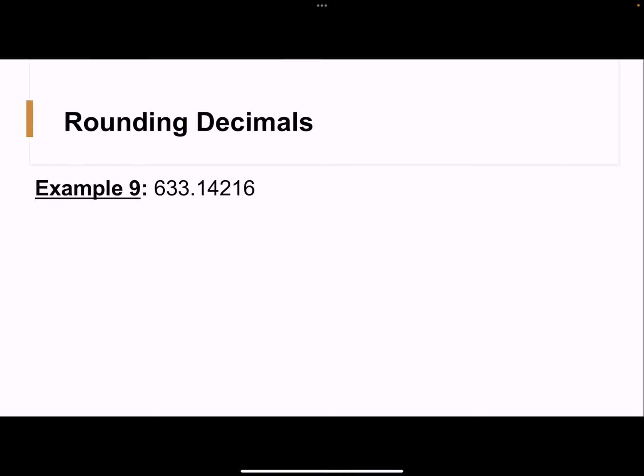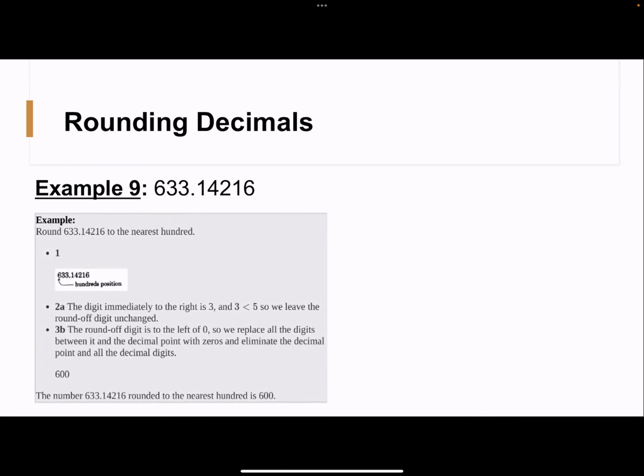I have an example 9, the decimal 633.14216, 14,216 hundred thousandths. They ask us to round to the nearest hundred, okay? So we're going to look at the hundreds position. Notice there's no "ths" on that. They're asking us to round to the nearest hundred. So if we look at our hundreds place, I have a 6.